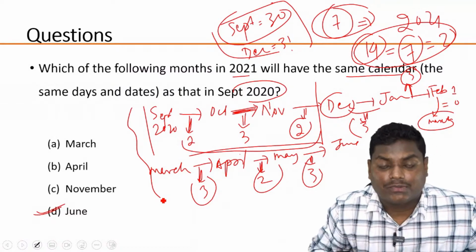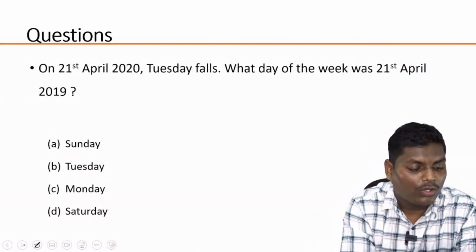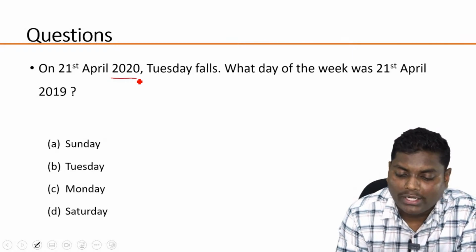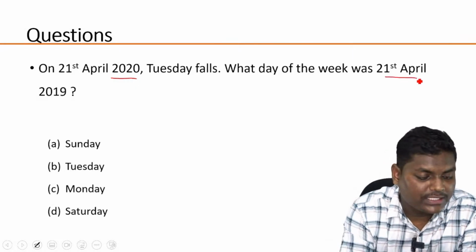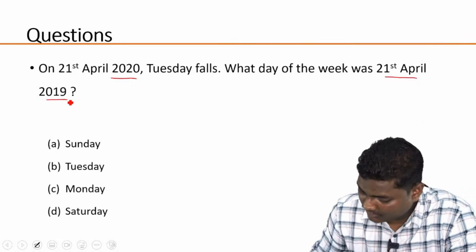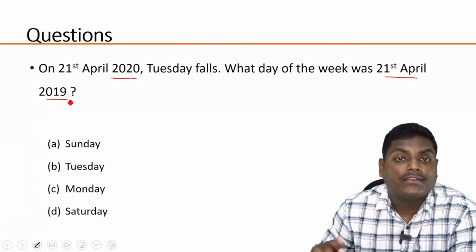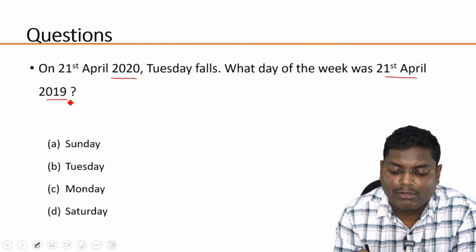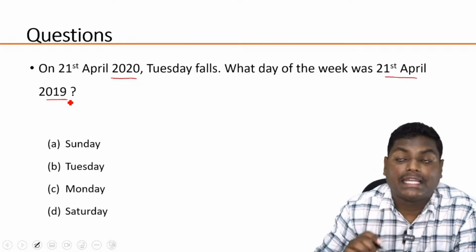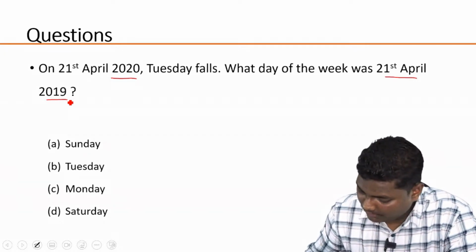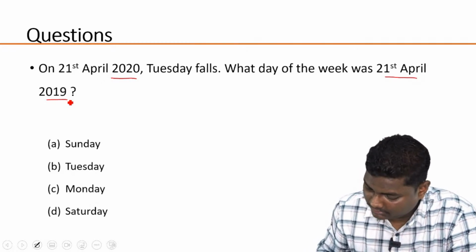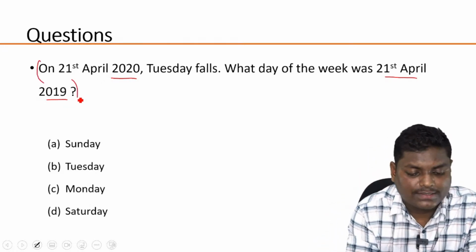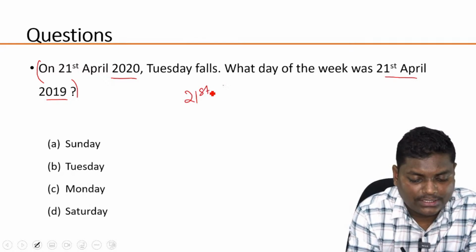Moving to the next question. On the 21st April 2020, Tuesday falls. What day of the week was 21st April 2019? Try this question out.